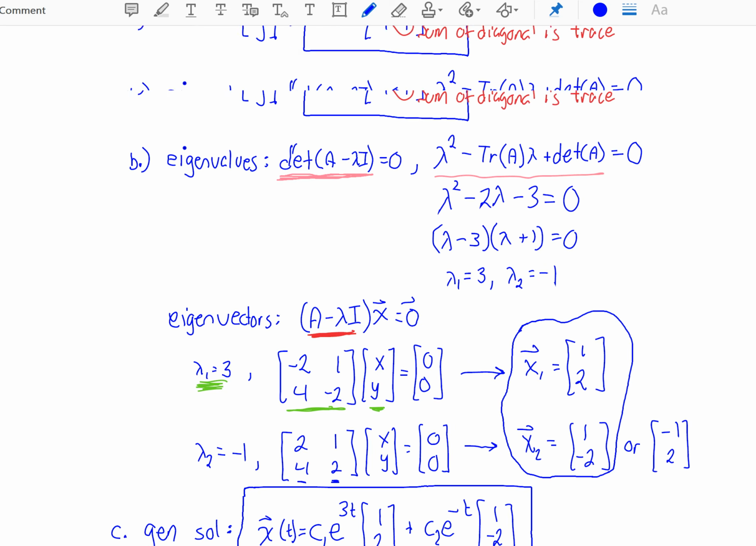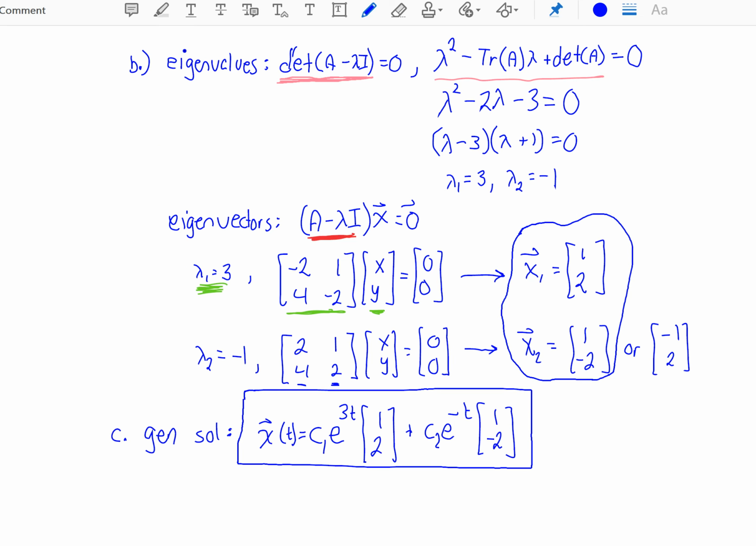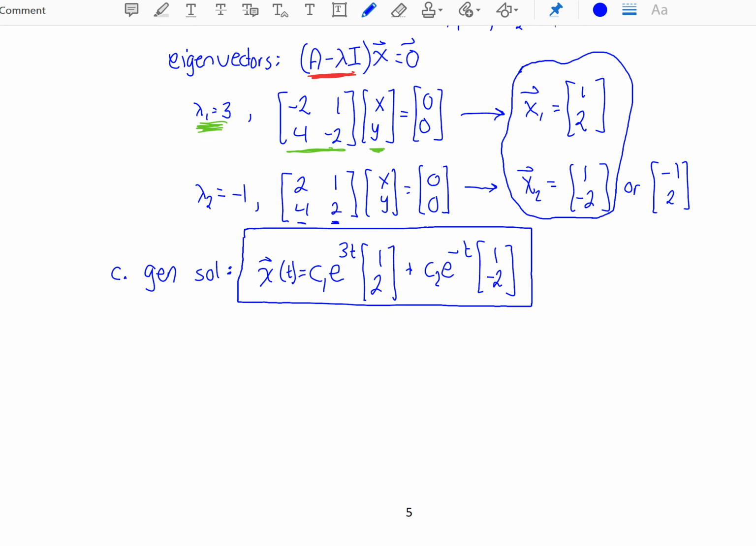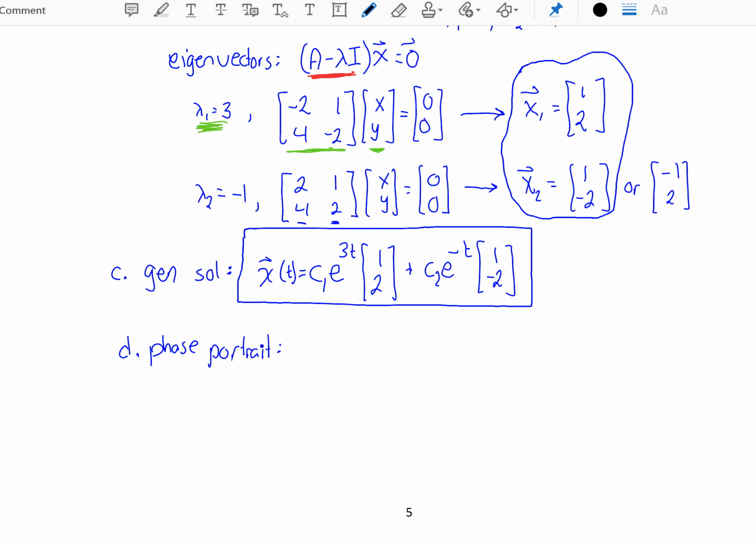Now the last thing we're asked to do in this question, part D, was draw our phase plane. And our phase plane is going to represent graphically what our solutions look like. To draw our phase portrait, let's start by drawing our coordinate system, the XY plane.